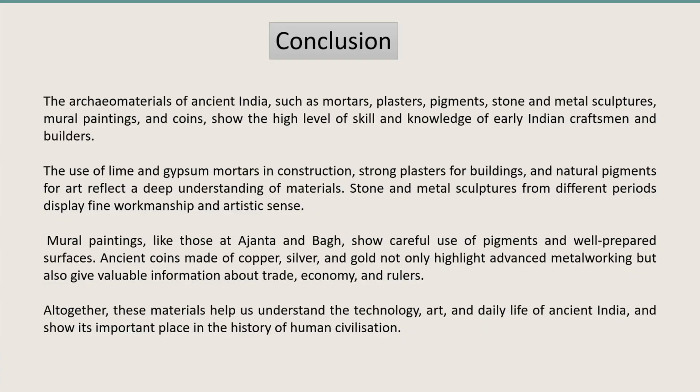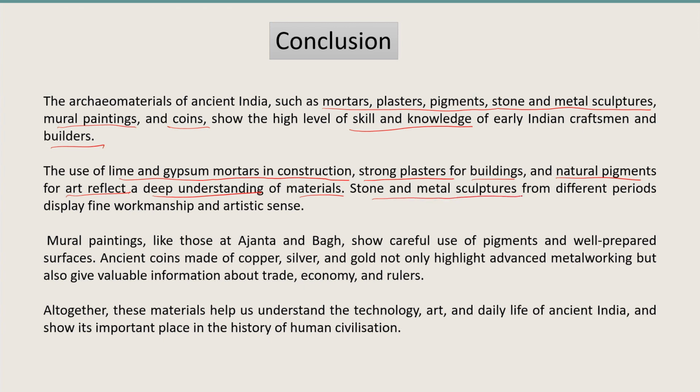So, on the basis of this whole explanation, we can say the archaeo materials of ancient India such as mortar, plaster, pigment, stone, metal sculpture, mural paintings and coins show the high level of skill and knowledge of early Indian craftsmen and builders. The use of lime and gypsum mortar in construction, strong plasters for building and natural pigments for art reflect a deep understanding of materials.